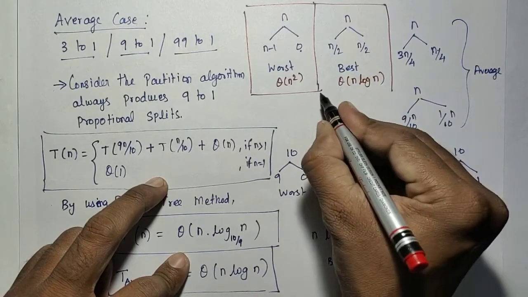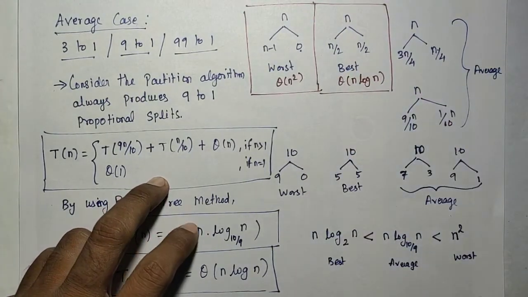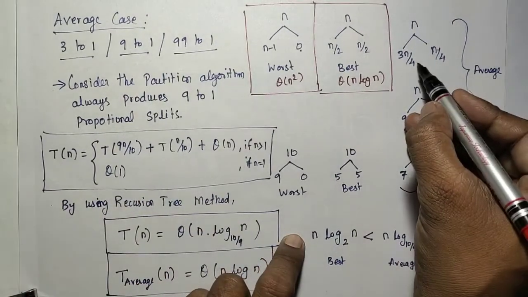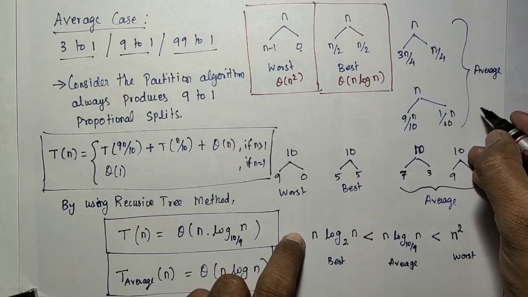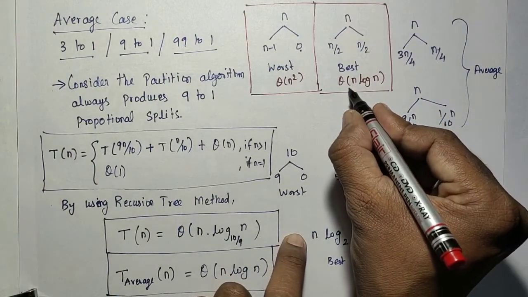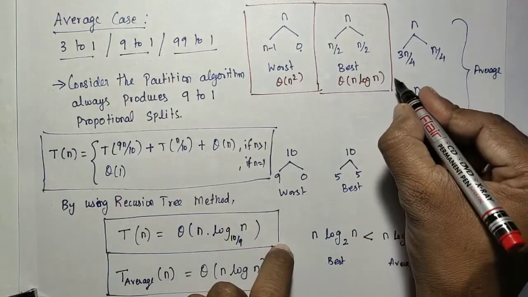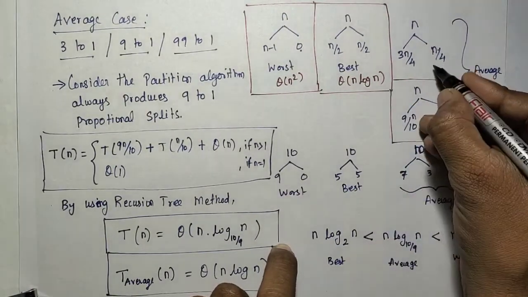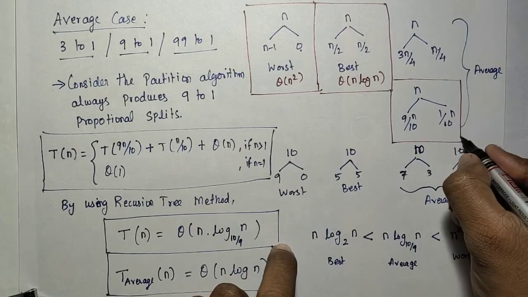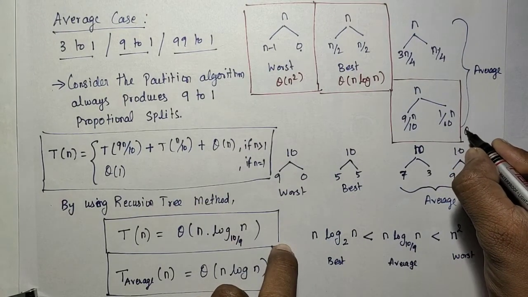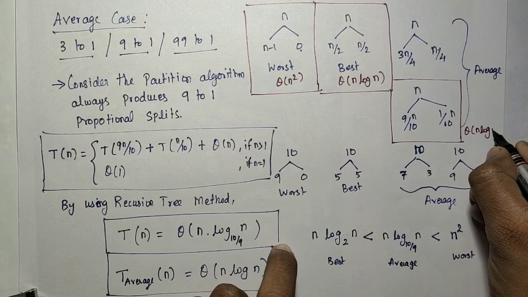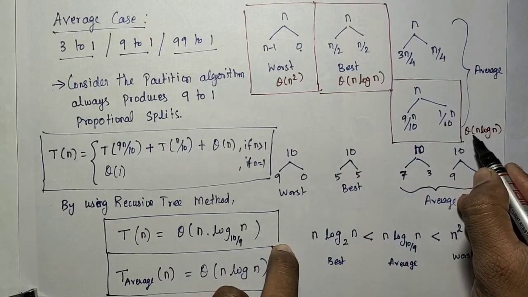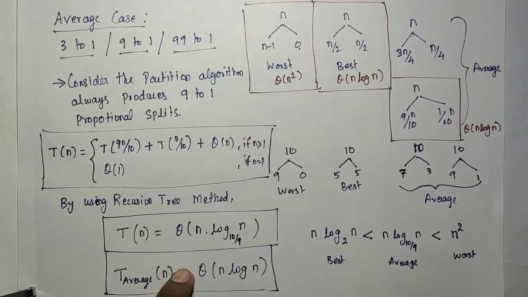And the average case complexity: n is divided into, say, 9n by 10 and n by 10, or like this. In that case, the complexity is also nearer to n log n. Either this case or this case will be considered, so for this case also the complexity is Theta of n log n. So the average case, best case, and worst case complexities are proved.